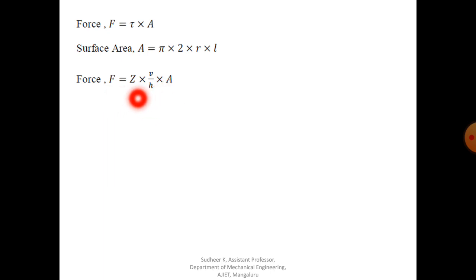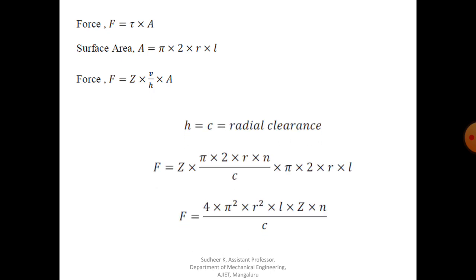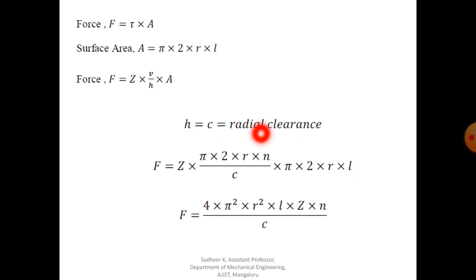Now we have to substitute tau according to Newton's law of viscosity, that is Z into V divided by H into A. Now we have to substitute all the values, that is the H, V and A values, for the tangential frictional force. So H equals C. Therefore F equals Z into V.